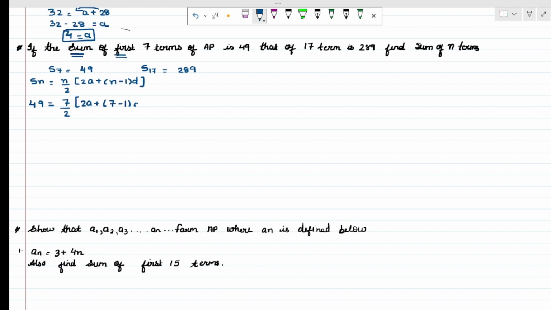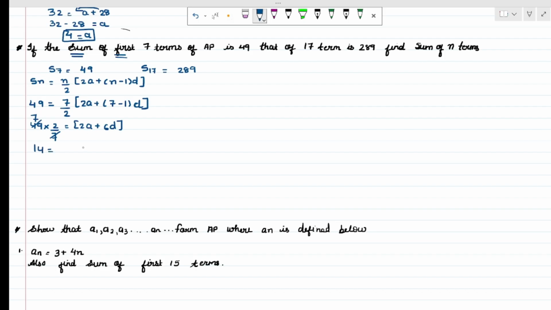So write down 7 minus 1 D. We don't know D, so you will write D only. This is in multiplication, so it will be reciprocal. That means 2 upon 7 will be equal to 2A plus (7 minus 1) D, which is 6D. 7 sevens are 49, so you will get 7 twos are 14 equals 2.